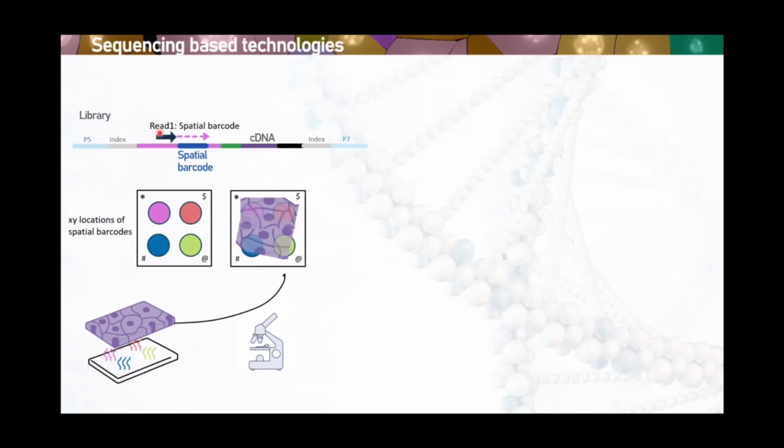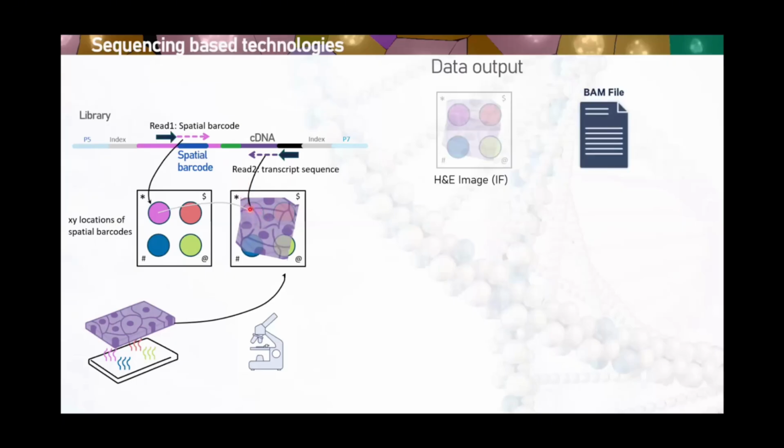In read one, we first sequence the spatial barcodes, and this will tell us where on the surface the transcript was coming from, which then tells us where in the tissue the transcript was coming from. Then in the second step of sequencing, we have the transcript information. And now we know that this transcript that we are reading is coming from this location in the tissue.